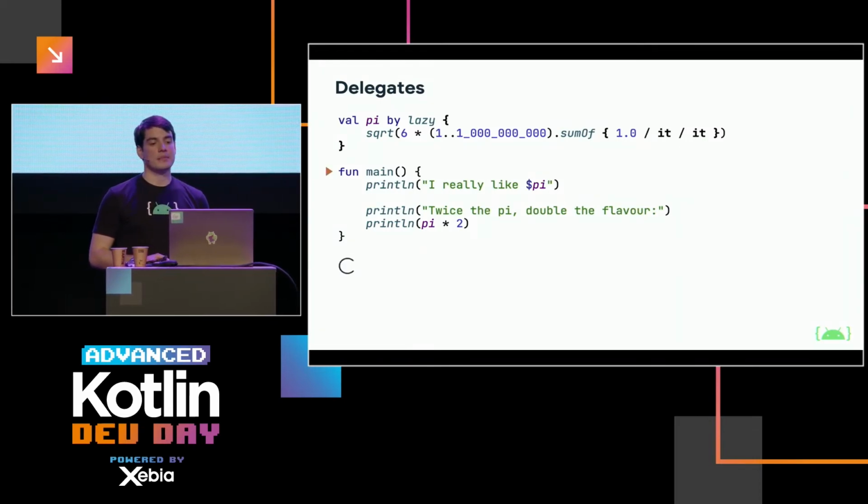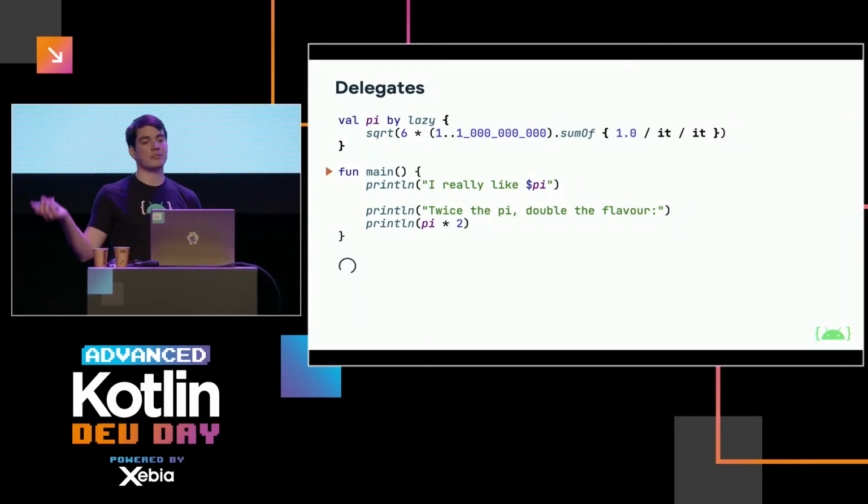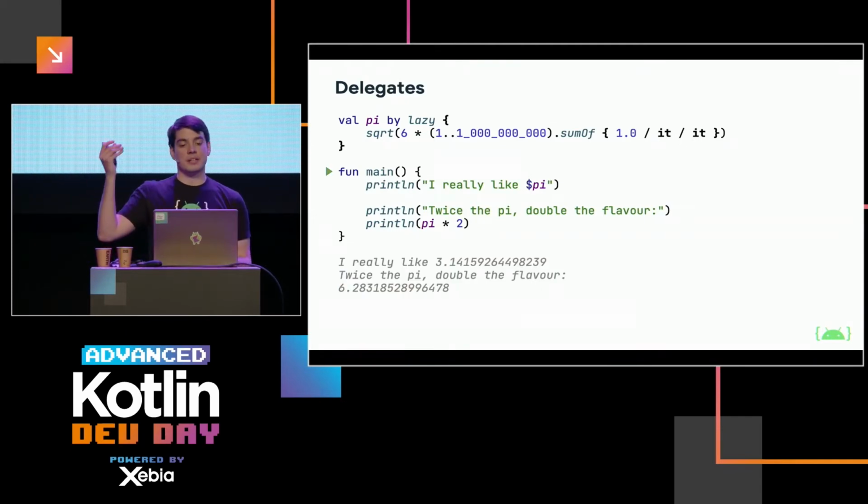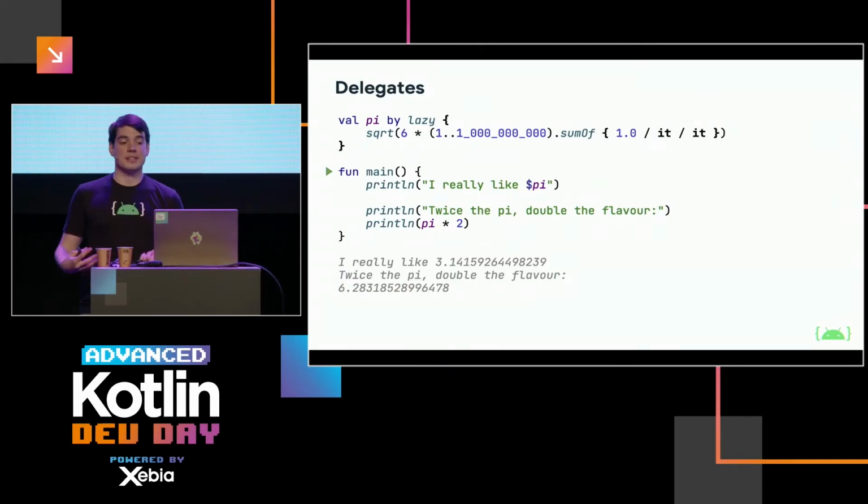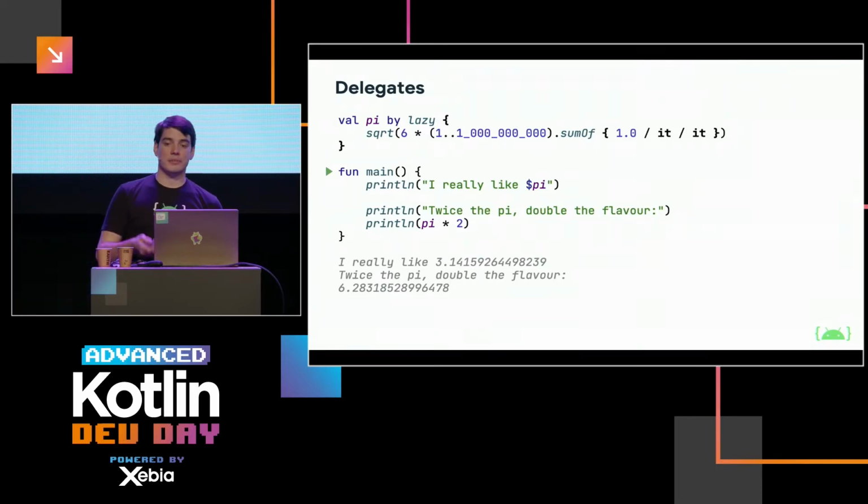In practice, this means that whenever I run this main function, it will take a while to output anything, but then everything is output basically at the same time, because the calculation will only hang the first print statement here, and then again we get the cached value from the lazy delegate.